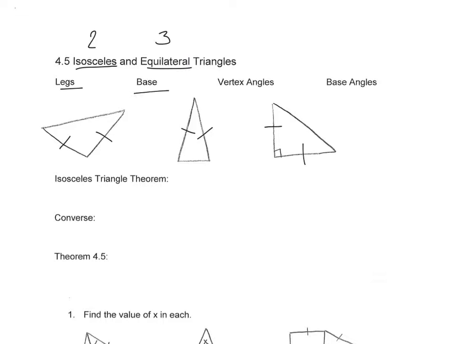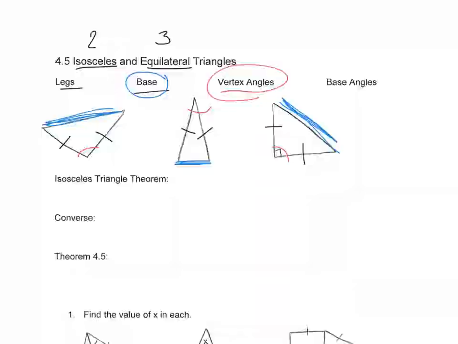The base is the side that contains the two legs. So the base is right here for all three of them. The vertex angles are where the two legs come together. So right here, here, and right here, that's a 90. Those are the vertex angles. And the base angles are at where the base is on the side. So the base angles are right here, and right here.